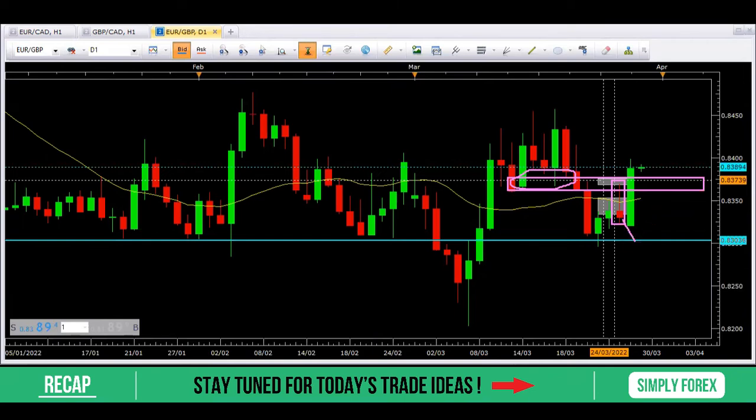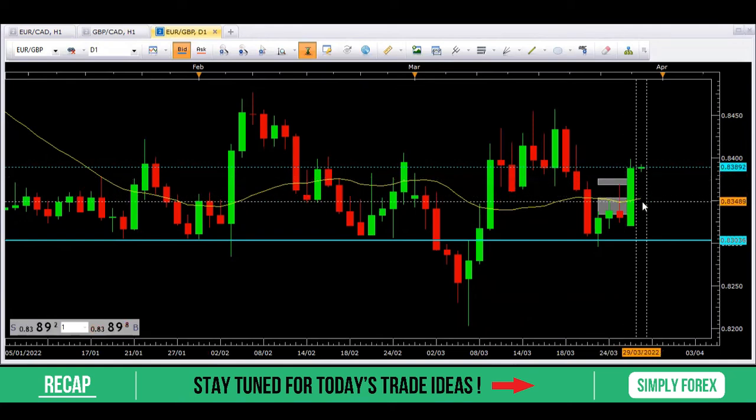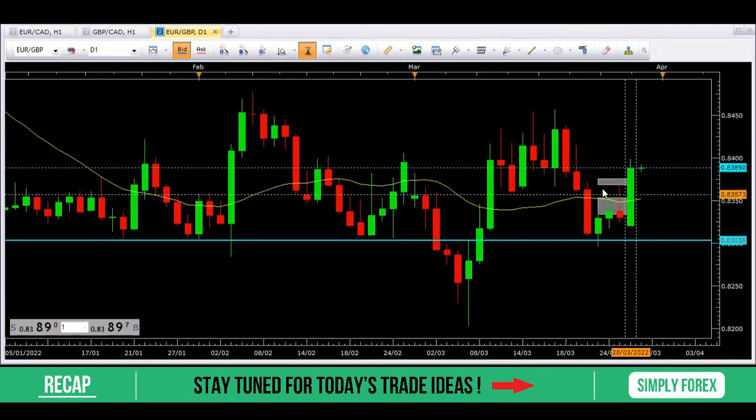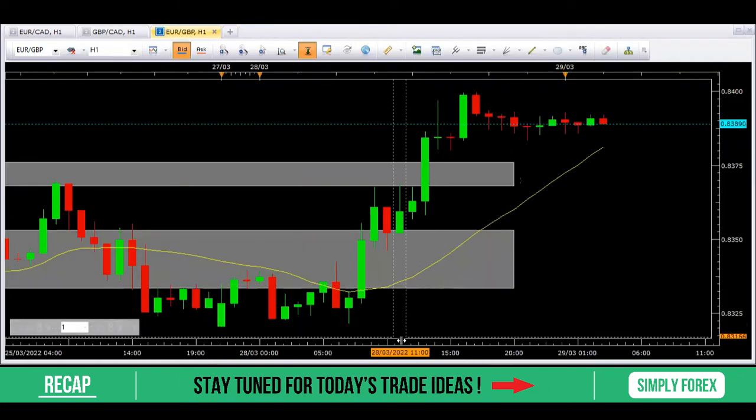As you can see, guys, very strong bullish candle. The market had completely different ideas for this pair. So let's see what actually happened on the H1.